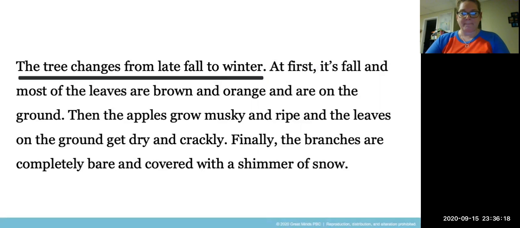When we read the linking word then, we know we are reading about a change that probably happened in the middle of the book. Circle then on your handout. Which word would we circle next? Point to that word on your handout.